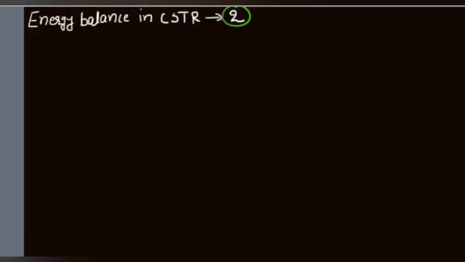Today I'm going to discuss the energy balance in the CSTR, the second part. Actually, I have discussed the energy balance in CSTR in my first lecture. Hope you all have understood that topic very clearly. Today I am going to discuss the bimolecular reaction. In my previous lecture, I discussed the unimolecular reaction only.